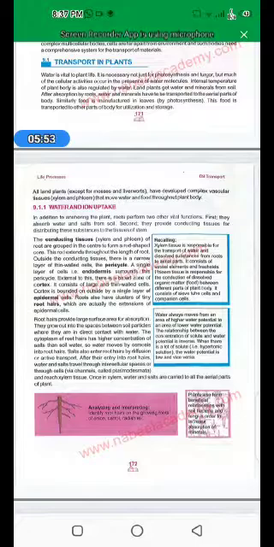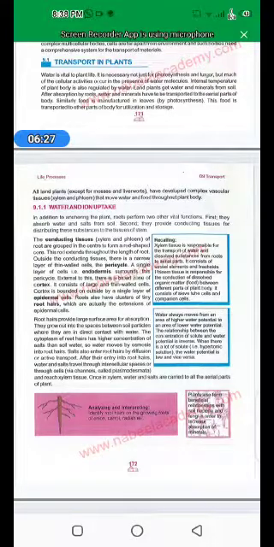The first function we will write down point-wise. The roots perform two vital functions. Number one, they absorb water and salts from soil, and number two, they provide conducting tissues for distributing these substances to the tissues of the stem. Or we can put a third role also, that is, roots support the plant or hold the plant in the soil. This will be the third point.